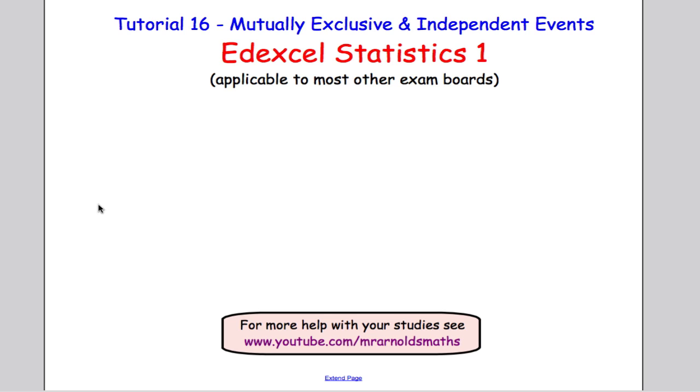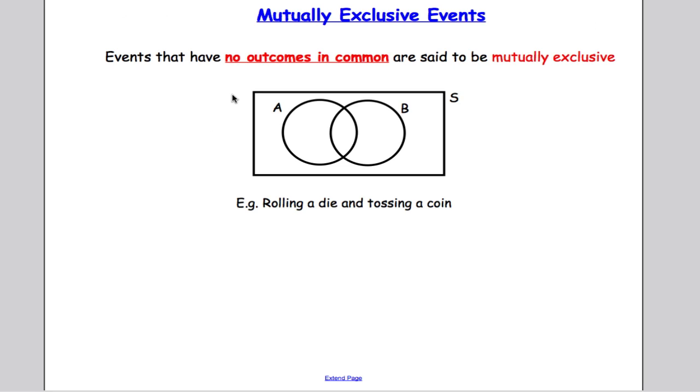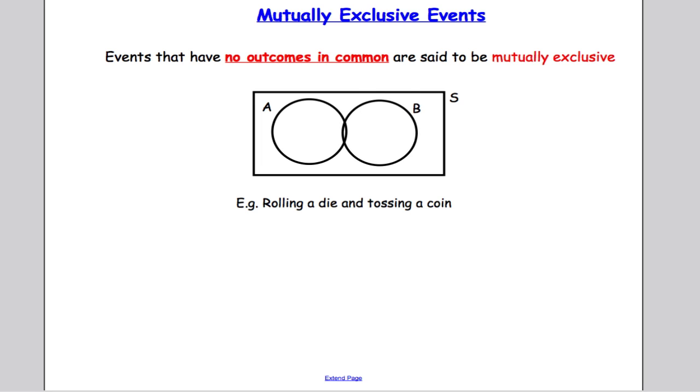Okay, so let's talk about mutually exclusive events. Events that have no outcomes in common are said to be mutually exclusive. So if we think of our classic Venn diagram we've been using so far, when events have no outcomes in common, that essentially means that there is no intersection for the two regions.